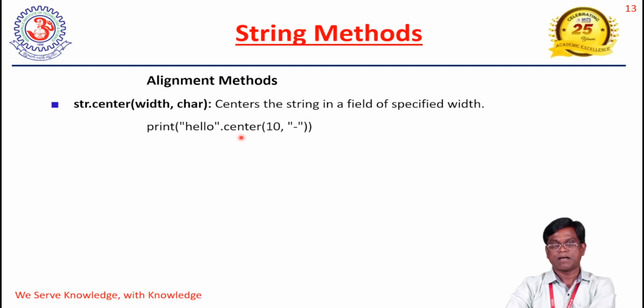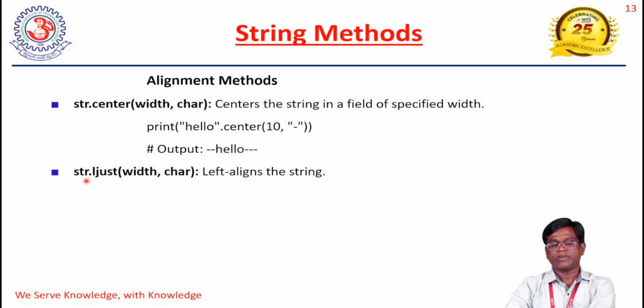Let us see this example. I have given the string hello.center(10, and we are going to specify the character. That character will fill the unfilled positions around the given string. Let us see this example here. So the hello string is centered, and before and after it the empty spaces are filled with the character we specified here.